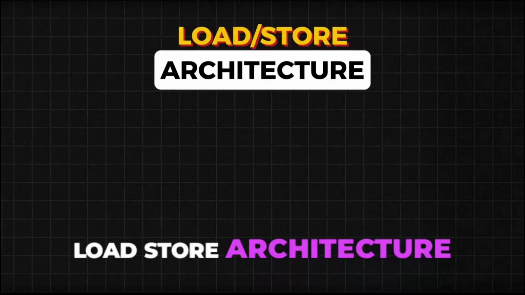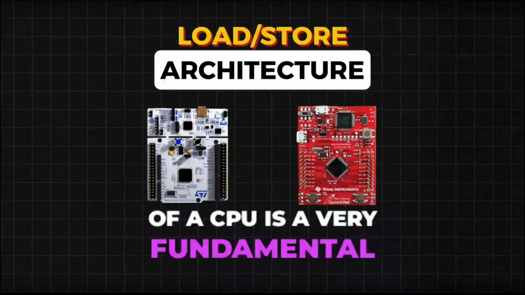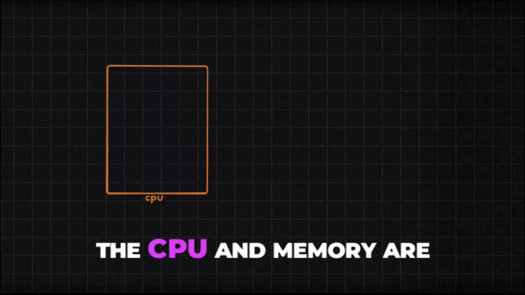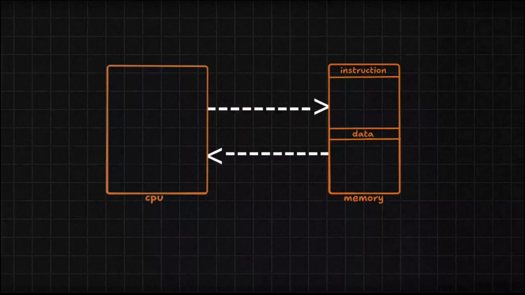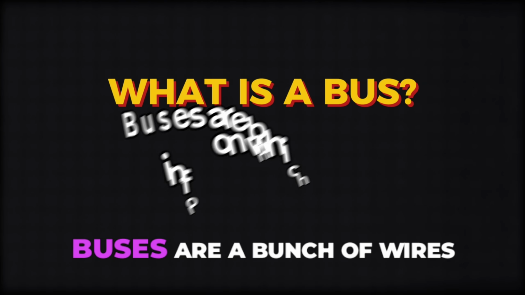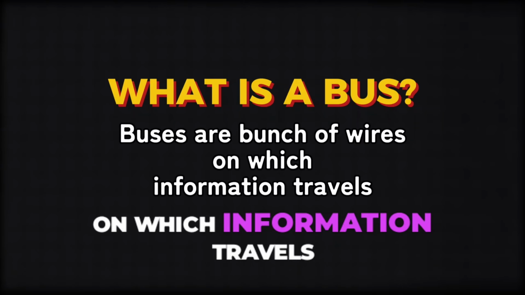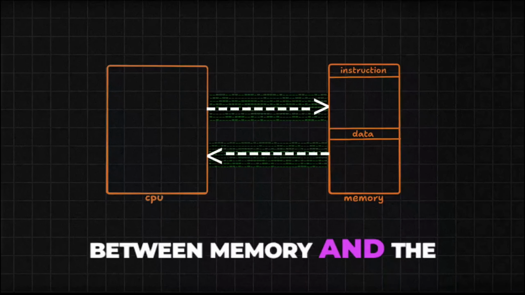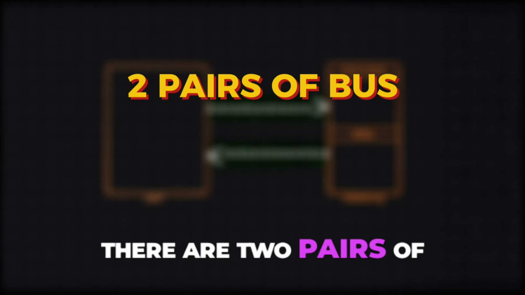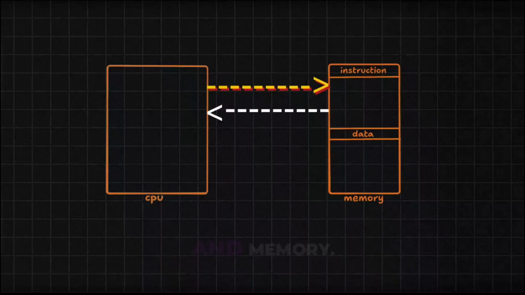Load store architecture of a CPU is a very fundamental concept. The CPU and memory are connected through buses. Now, what is a bus? Buses are a bunch of wires on which information travels between memory and the CPU. There are two pairs of buses connecting the CPU and memory.